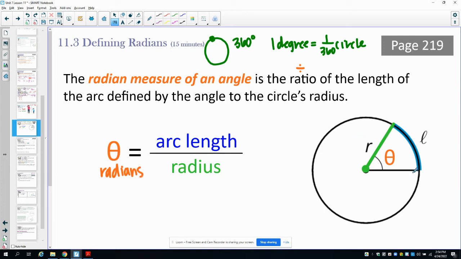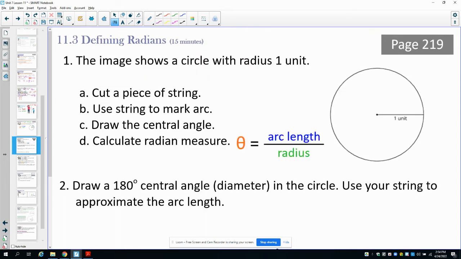Okay, so taking the length of the arc divided by the radius. On page 219, I need you to do a couple of things here. You need to have a piece of string. You need to cut this string to be the length of this radius. Then I need you to lay the radius around the circle, mark where it ends, draw the central angle associated, and then calculate the radian measure.